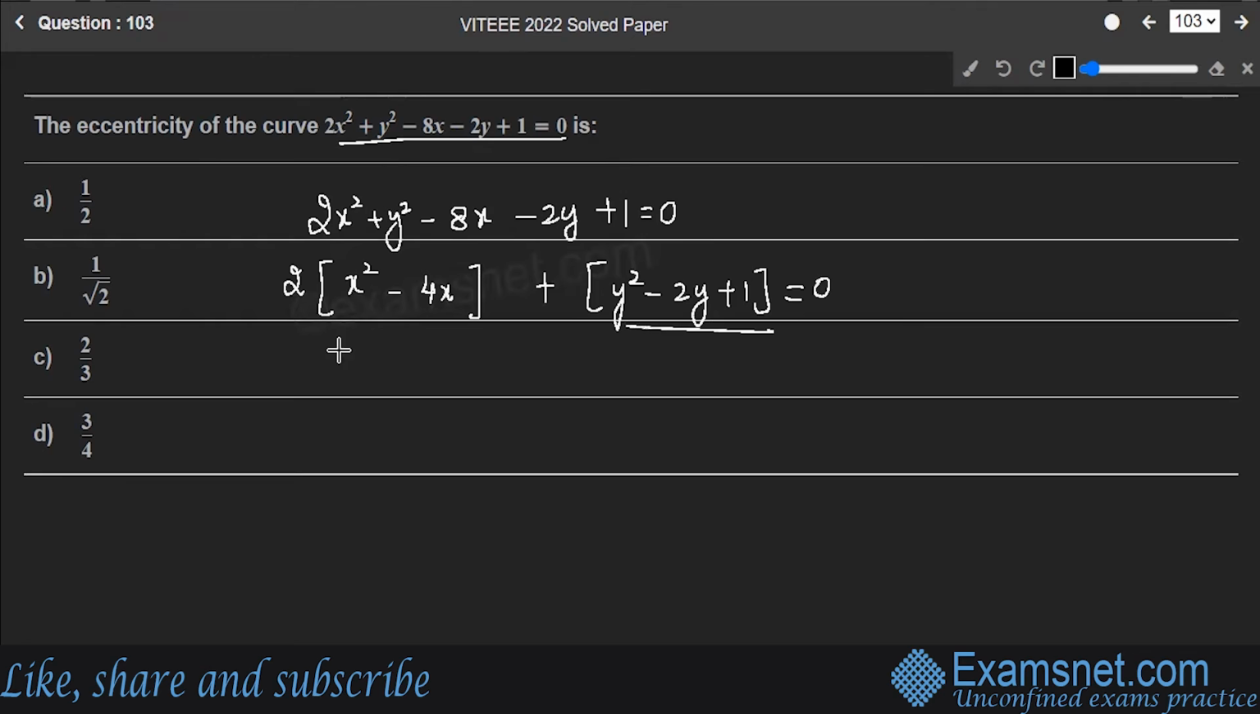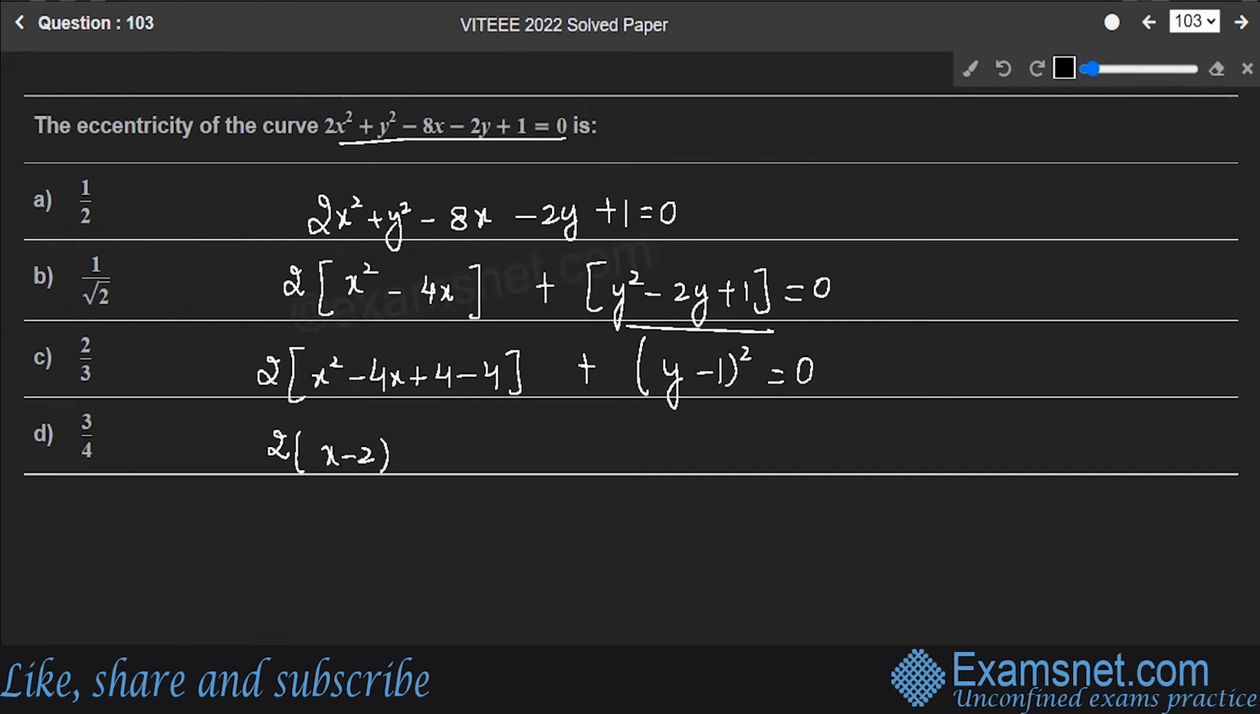Now, this is a perfect square, but this is not a perfect square. To make this a perfect square, I will add and subtract 4 from it. So, this will be (y minus 1) square is equal to 0. This is 2 into (x minus 2) square minus 4 into 2. This is minus 8 plus (y minus 1) whole square is equal to 0.